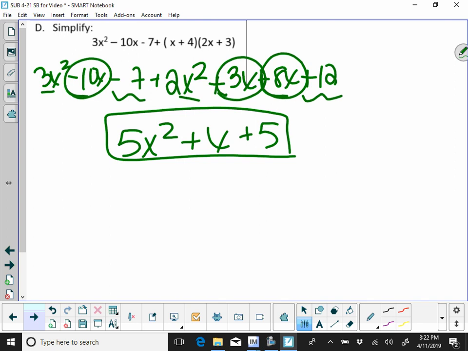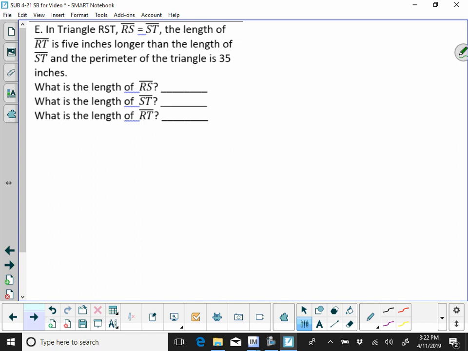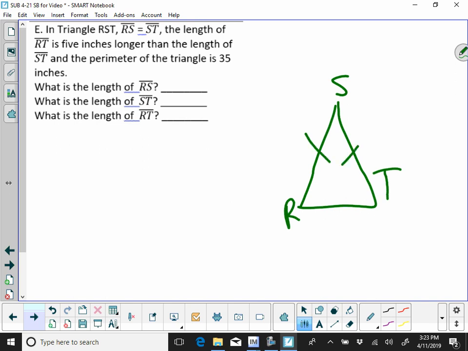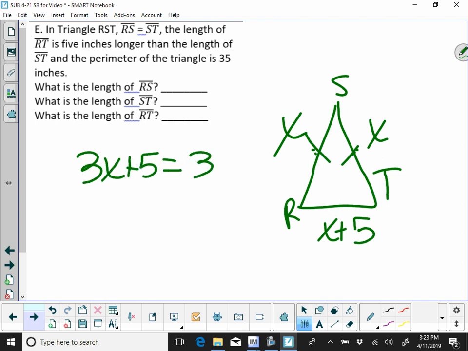All right, letter E are our triangle problems. Okay, so we're going to start by drawing triangle RST. It tells me that RS is congruent to ST. RT on the bottom is 5 inches longer than ST. So ST is our X. This will be X plus 5. All right, these two are congruent, so that makes that one X as well. So add all that up. That's going to give me 3X plus 5 is equal to the perimeter of 35.